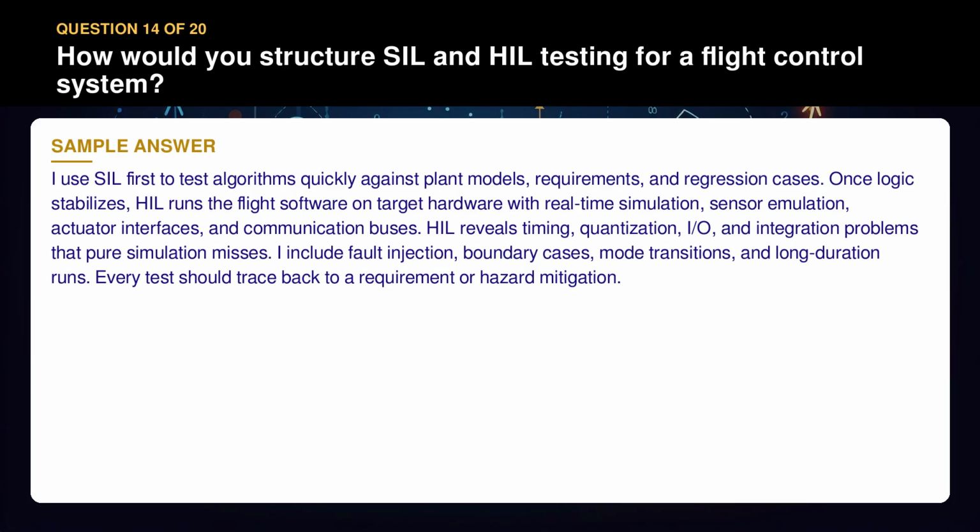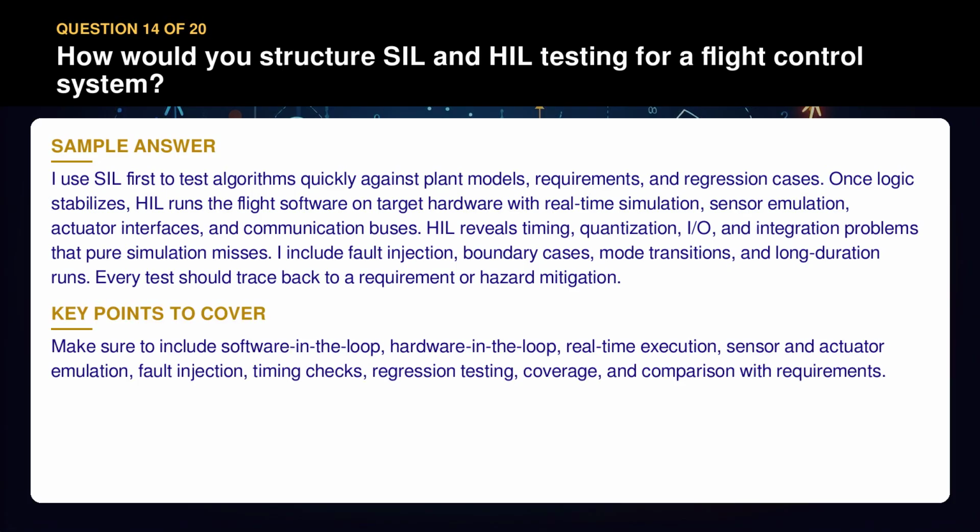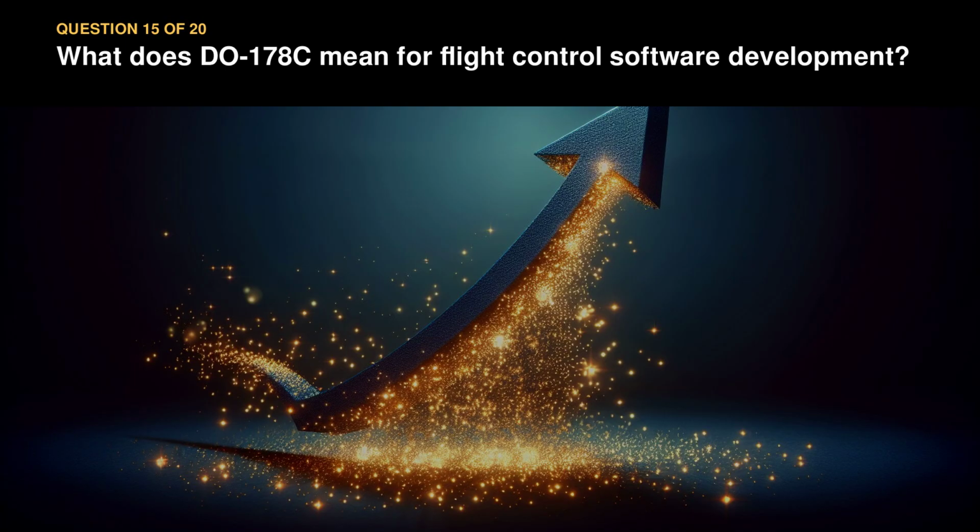I include fault injection, boundary cases, mode transitions, and long-duration runs. Every test should trace back to a requirement or hazard mitigation. Make sure to include software in the loop, hardware in the loop, real-time execution, sensor and actuator emulation, fault injection, timing checks, regression testing, coverage, and comparison with requirements. Question 15. What does DO-178C mean for flight control software development?